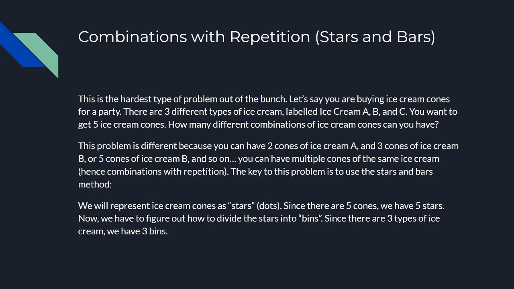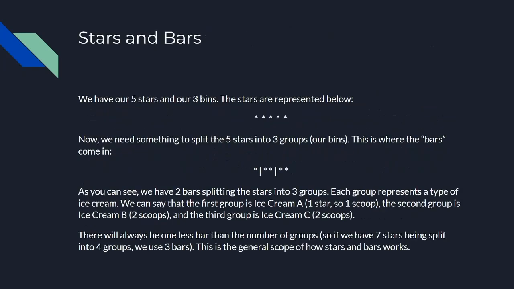Now we have to figure out how to divide these 5 stars into quote-unquote bins or groups. Since there are 3 types of ice cream, we'll have 3 bins. And now our question is, how do we divide these 5 cones into these 3 groups? So we have our 5 stars and our 3 bins, and the stars are represented below. They're just dots, basically.